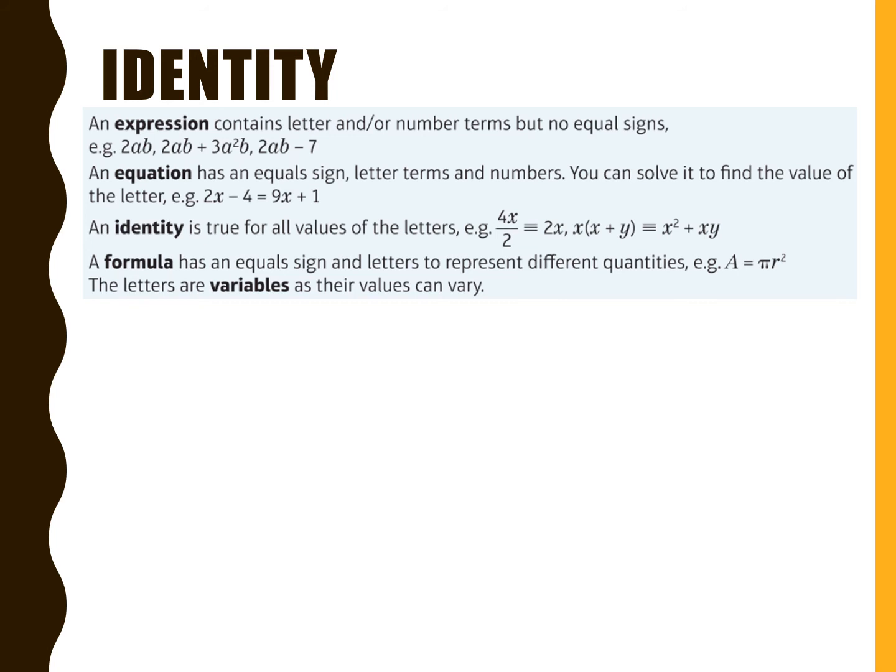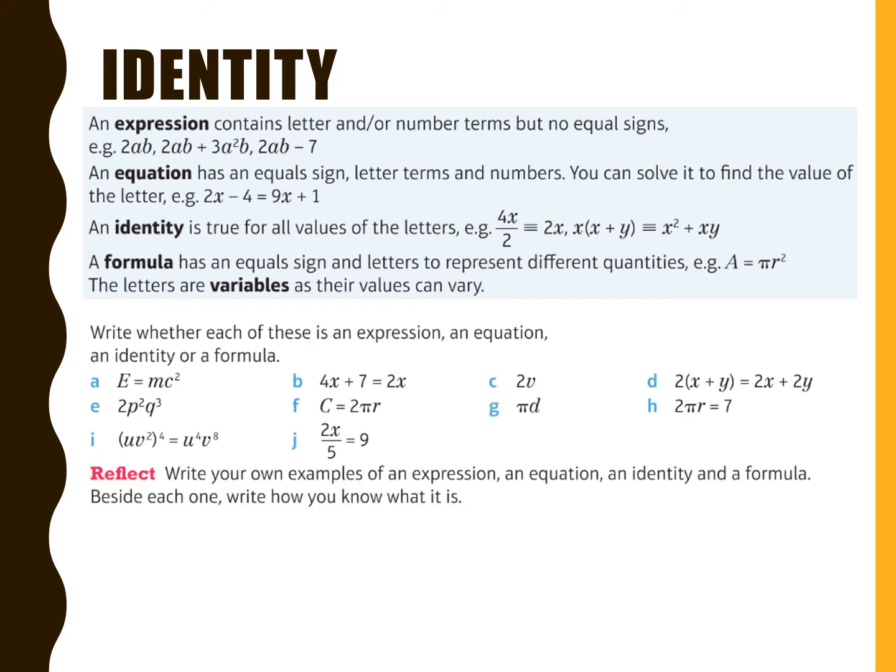A formula has an equal sign and letters to represent different quantities. Like the way we found out before, speed equals distance over time, or area of a circle equals pi r squared, or come up with all the other formulas that you might be aware of. So that is a formula. The letters are variables as their values can vary. Okay?